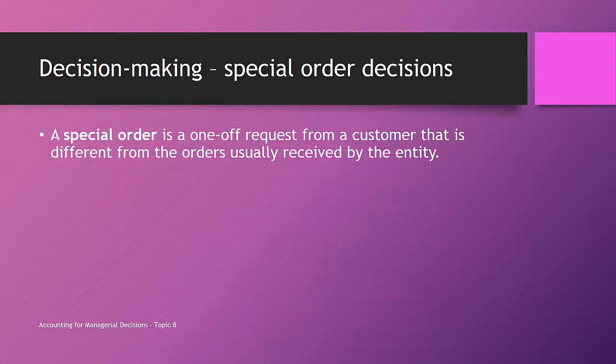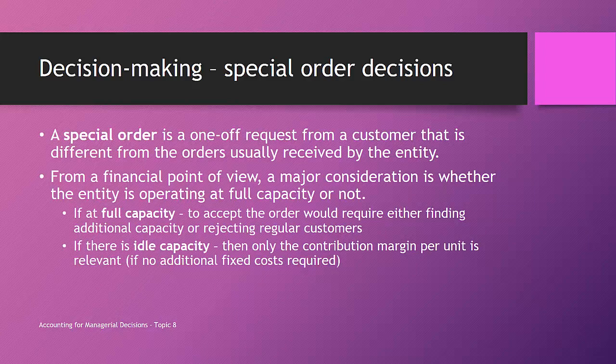And finally, a special order is a one-off request from a customer that is different from the orders usually received by the entity. From a financial point of view, a major consideration is whether the entity is operating at full capacity or not. If at full capacity, if you're going to take that order on, then you've either got to find some way to get additional capacity, so hire more machinery, hire more labor, whatever it happens to be, or you need to get rid of regular customers or current customers. If there is idle capacity, then only the contribution margin per unit is relevant, because there are no additional fixed costs. So what is the contribution margin per unit? What is the additional, that marginal revenue you'll get over the marginal cost? So you're only really, from a cost point of view, taking into account variable costs.